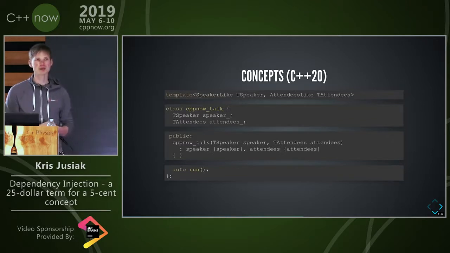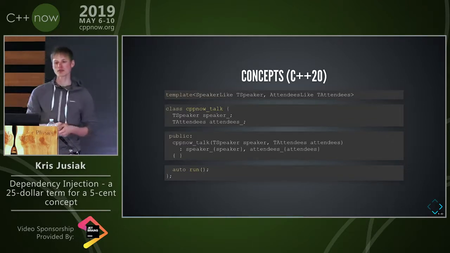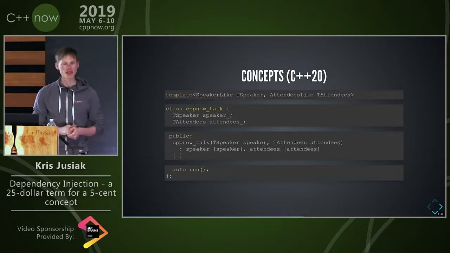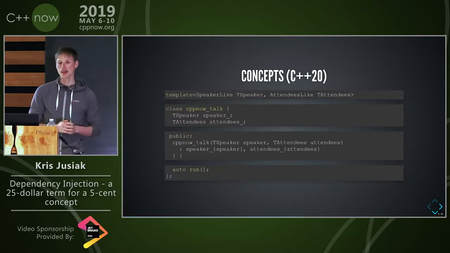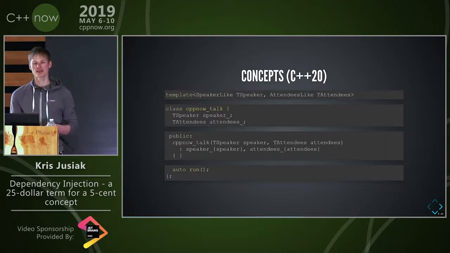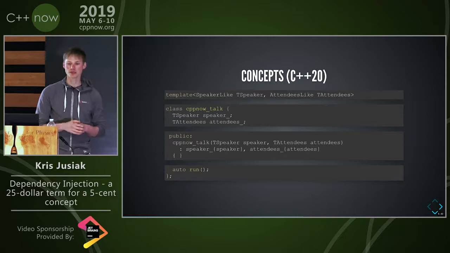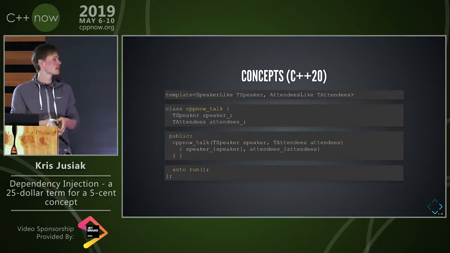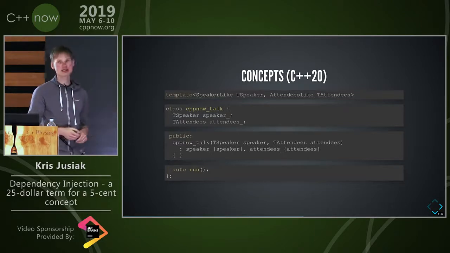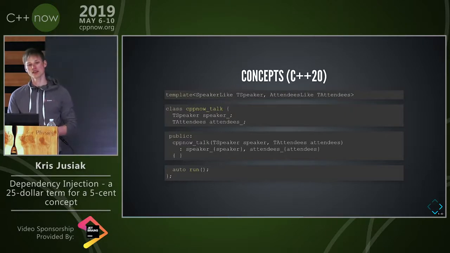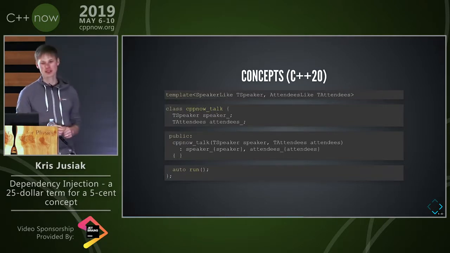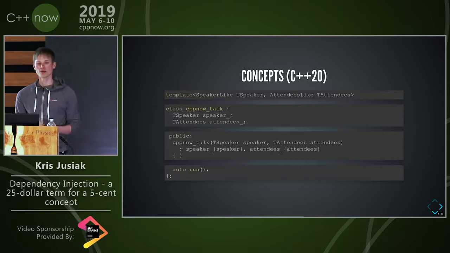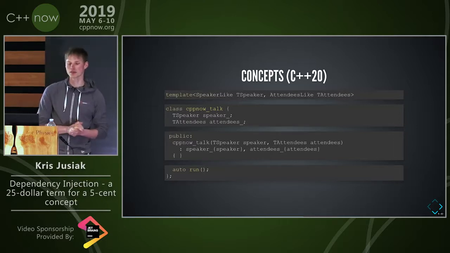So the only difference between templates and concepts is that the latter will verify the interface at the point of instantiation, and the former wouldn't. If you use the speaker in the run function, and it doesn't have the talk function implemented, then from the templates perspective, you would get a nasty error message from the run call that, well, you don't have this function, I don't know what to do with it.